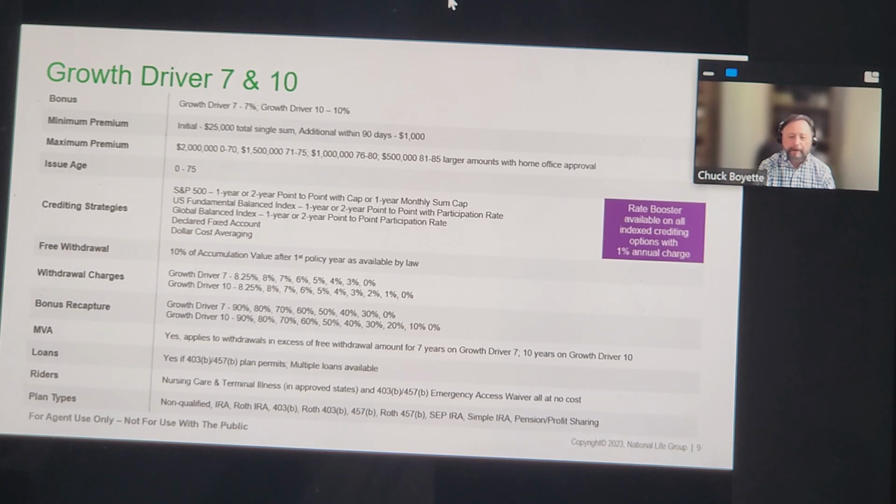There are more market value adjustments for early surrender. Market value adjustment, if you don't know, is just a surrender charge. So we do have that on our annuities as well. We do allow loans, same as with the Zenith, 403Bs and 457s. And then they have the same rider and the same plan types that you can use for your clients.